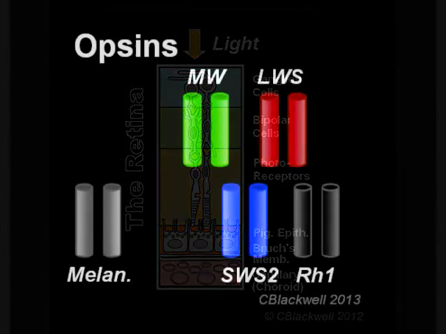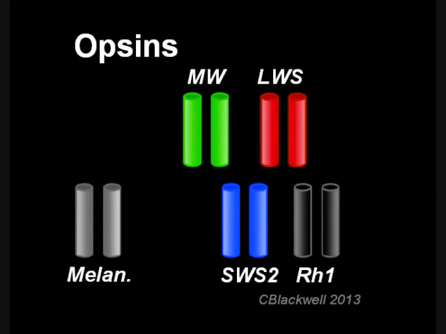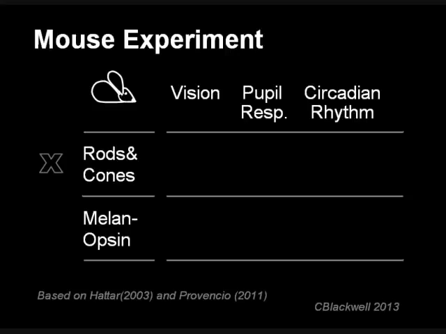Regarding our new opsin, only a small percent of ganglion cells have melanopsin. We've gotten this far, so we should spend a little time describing what this newly discovered pigment does. In one experiment, a line of mice was bred to lack rods and cones. Then, investigators looked at their vision, pupil response, and ability to orient themselves to day and night cycles. Even without the usual light sensation from rods and cones, the mice still had some pupil response and were able to regulate their circadian clocks.